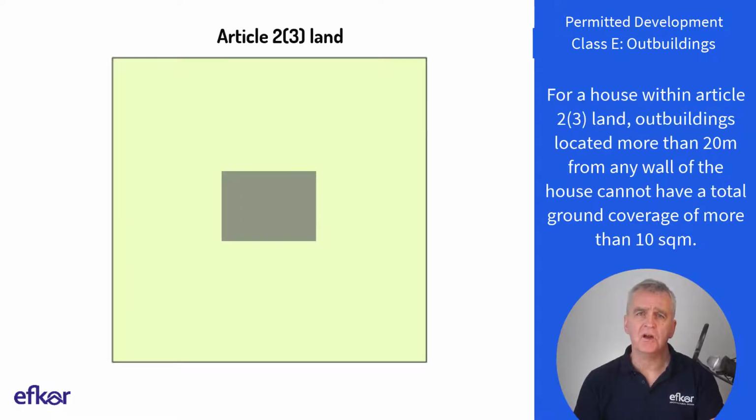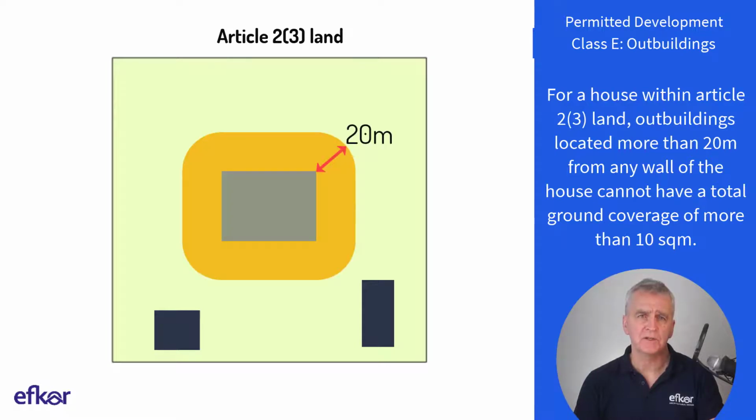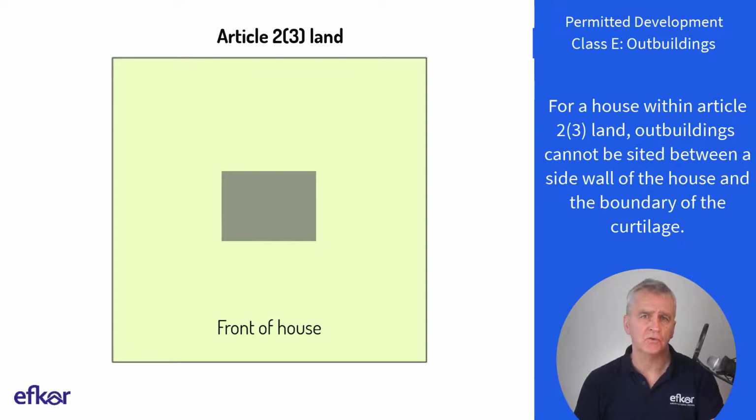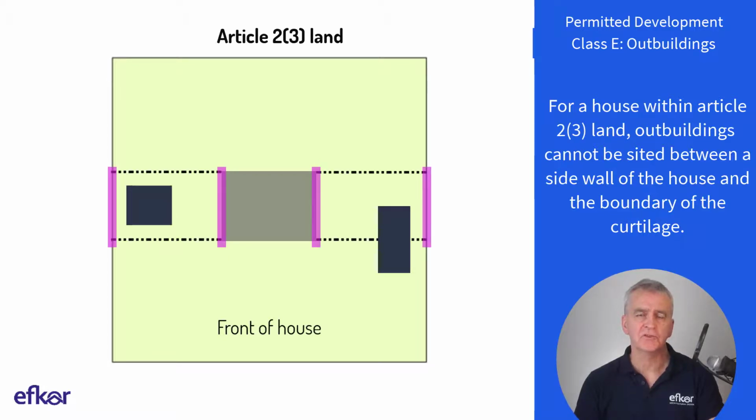For a house within Article 2.3 land, outbuildings located more than 20 meters from any wall of the house cannot have a total ground coverage of more than 10 square meters. For a house within Article 2.3 land, outbuildings cannot be sited between a side wall of the house and the boundary of the curtilage.